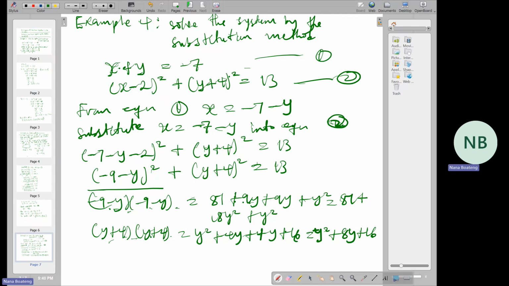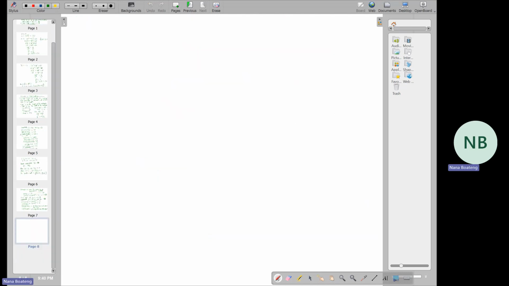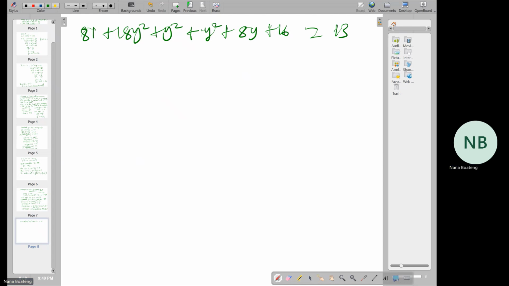So we have 81 plus 18y squared plus y squared plus the expansion of the y plus 4 squared, which is y squared plus 8y plus 16, and all this equal to 13. So we have y squared plus y squared is 2y squared.